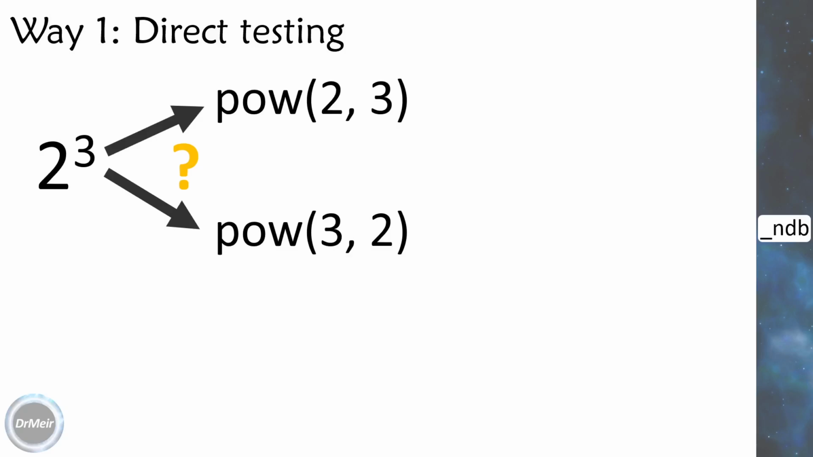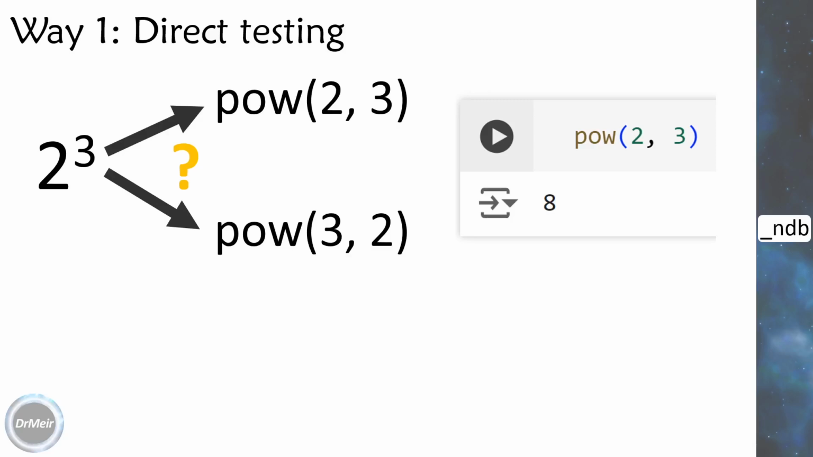The first method is simply to experiment. Suppose I'm unsure about the order of arguments in the pow function. Now, I could look up the documentation or run a Google search. But my favorite way is to simply experiment. In my experience, it's the fastest way to get a guaranteed, accurate answer.